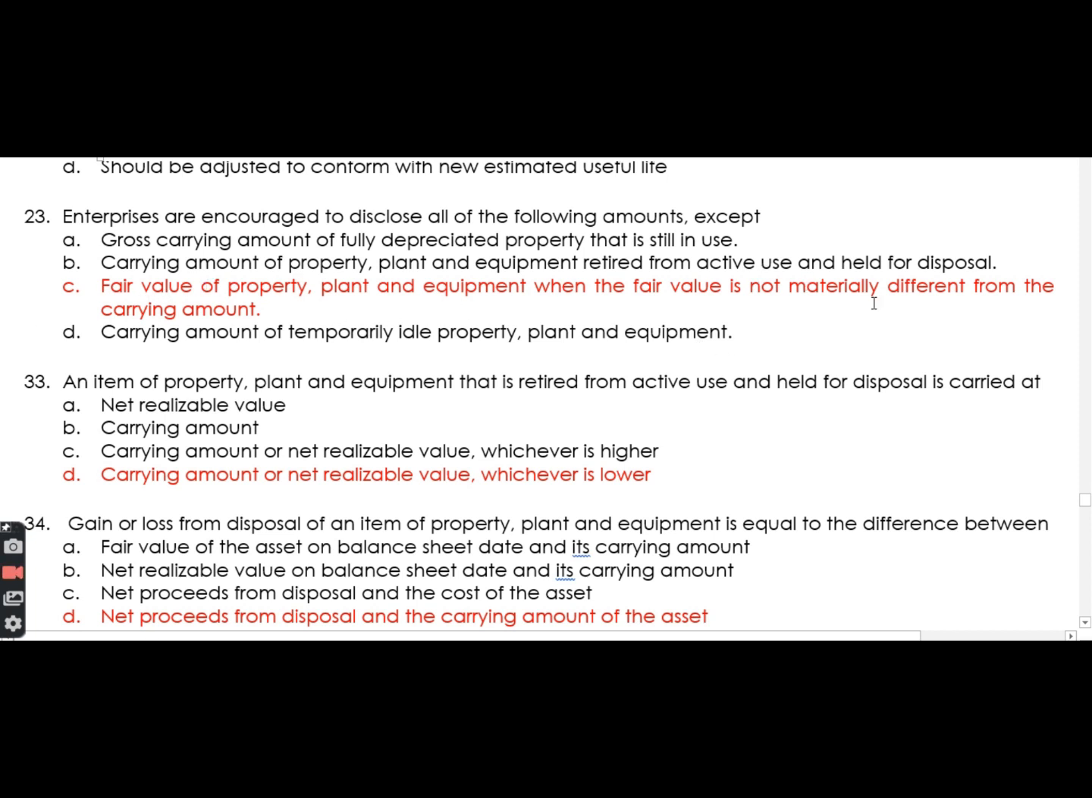Pero yung fair value na hindi naman different, okay, particularly kung naka-cost model ka, hindi mo naman kailangang i-measure yung fair value. Pero kapag naka-revaluation model ka, kailangan mong i-consider din yung cost, di ba? So, ganun siya, not the other way around. So, letter C ang sagot natin sa number 23.